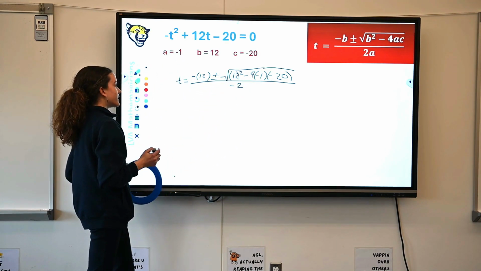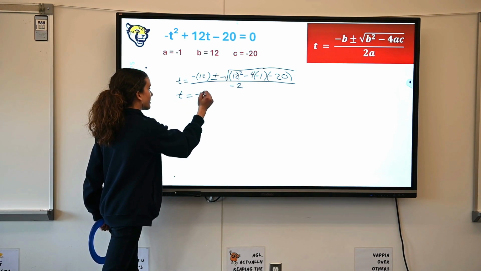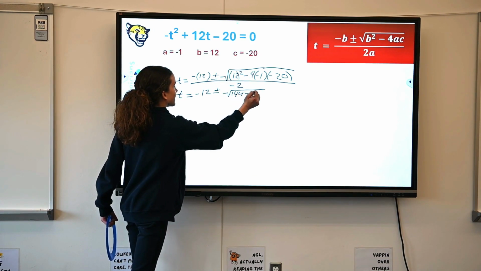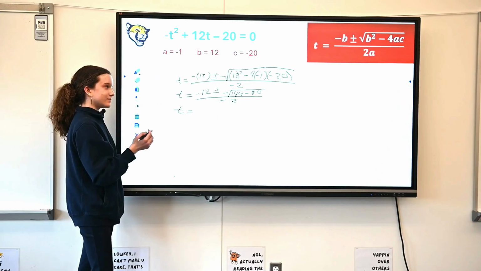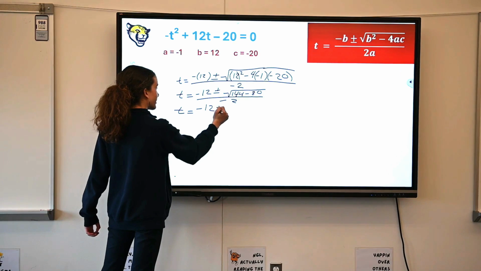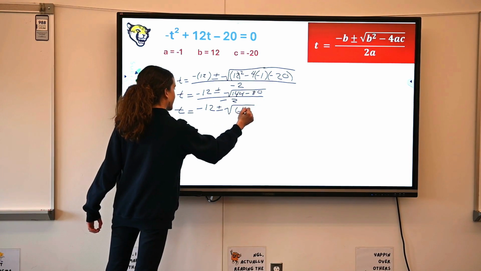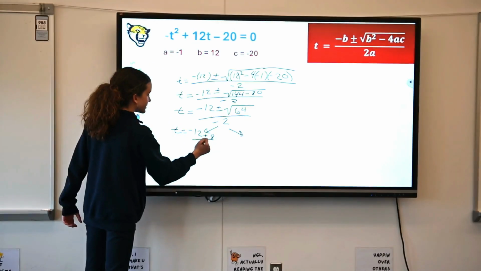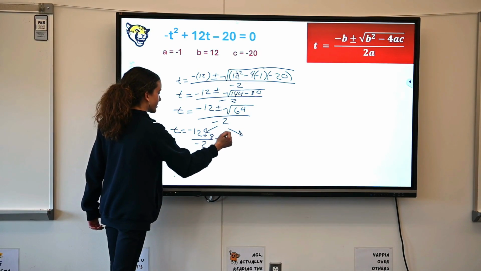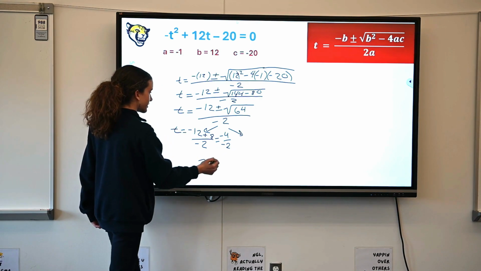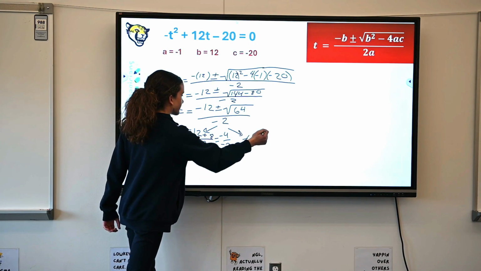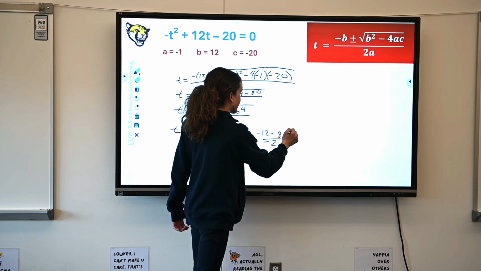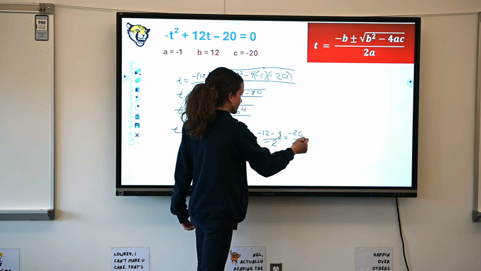And then we can start simplifying to get negative 12 plus or minus the square root of 144 minus 80, all over negative 2. So then we can simplify further, and we know that 144 minus 80 is 64. And again, all over negative 2. Negative 12 plus 8 over negative 2, which is going to give us negative 4 over negative 2, or 2. And then we can also do t equals negative 12 minus 8 all over negative 2, which will give us negative 20 over negative 2, which is 10.